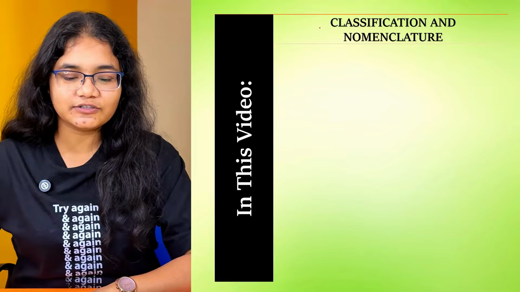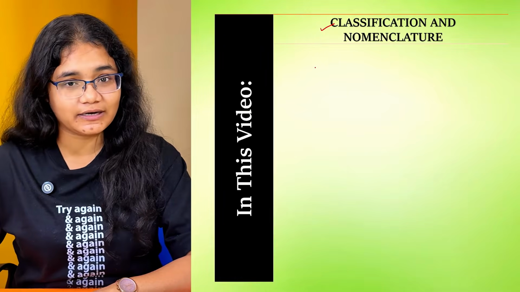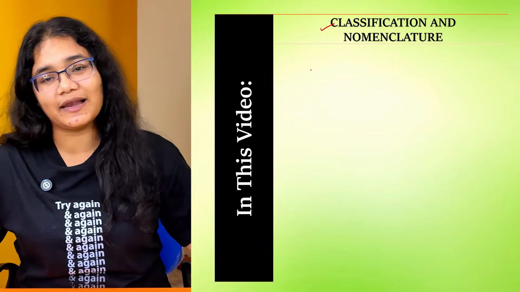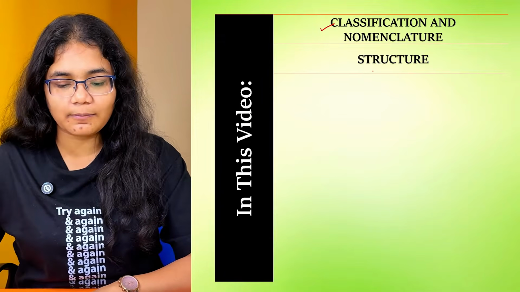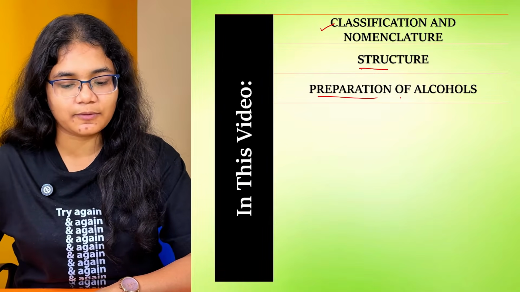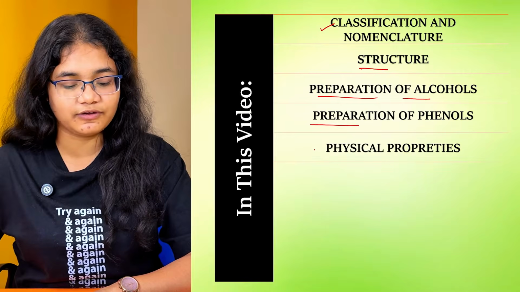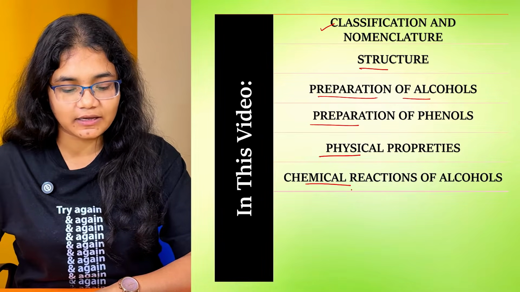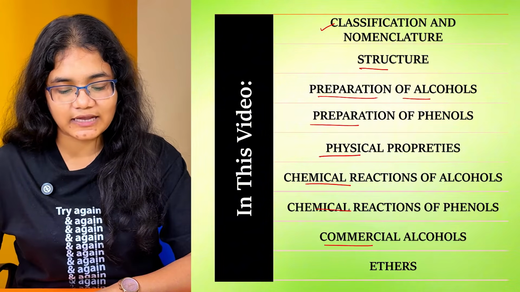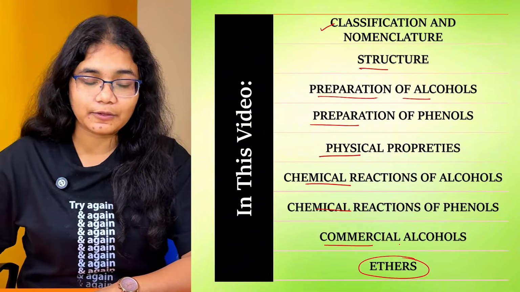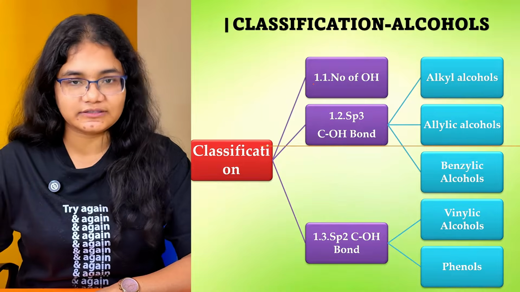So let's see what we have in today's class. First we'll talk about classification and nomenclature. If you have understood the haloalkanes classification and nomenclature, it is pretty much the same as that. Next we'll talk about the structure, then we'll discuss the preparation of alcohols, preparation of phenols, physical properties, chemical reactions of alcohols, chemical reactions of phenols, commercial alcohols, and lastly we'll talk about ethers. Okay, so first let us start with the classification.